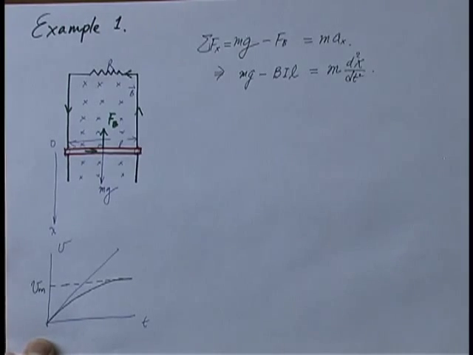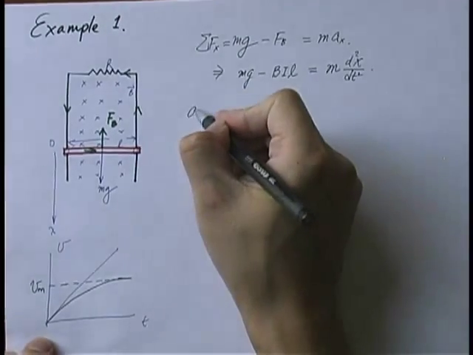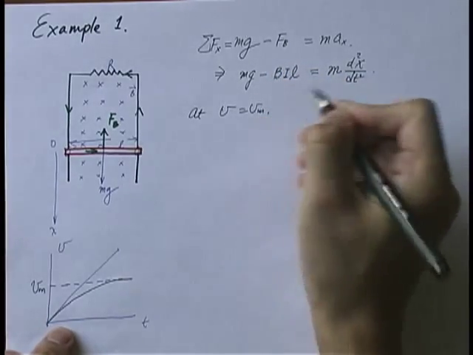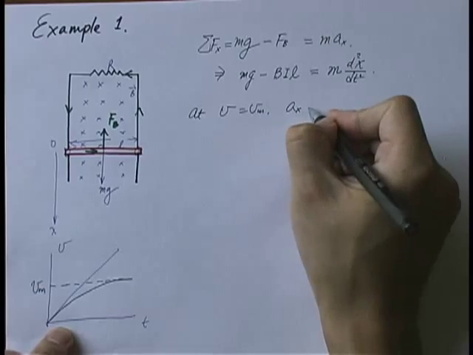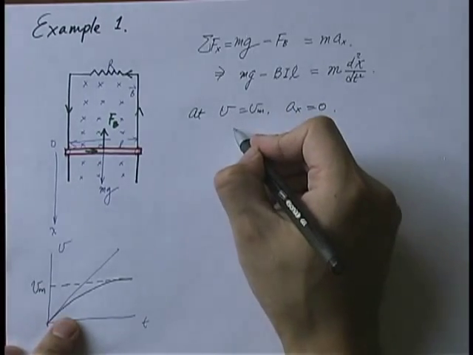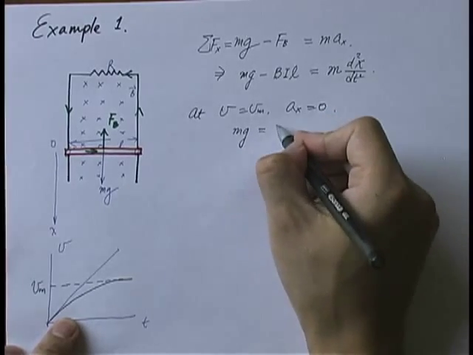How do you do that? Well, at v equals v maximum, that is when a_x equals 0. There is no acceleration anymore. So mg would be equal to what? BIL.